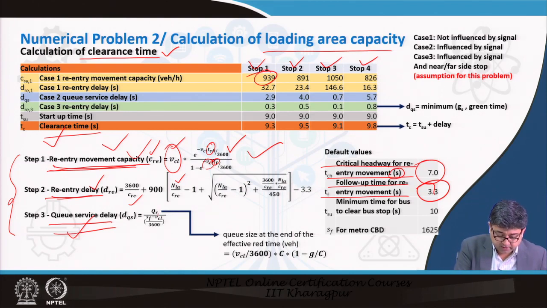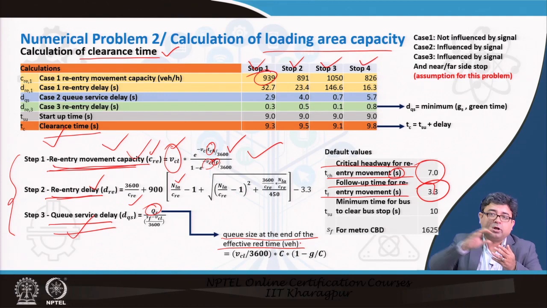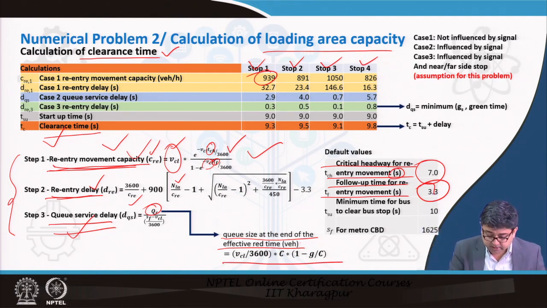Again, queue service delay depends upon QR, which is the queue size at the end of the effective red time. So, the signal has a red time, and even after the red time there are a number of vehicles that are queued up. That means the green time was not able to service all these vehicles. So, there was a queue formed, and that queue service delay here is calculated.